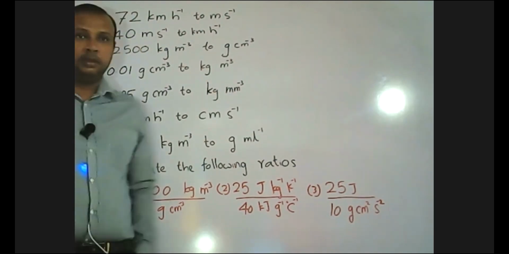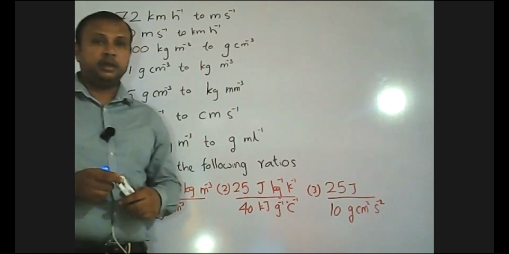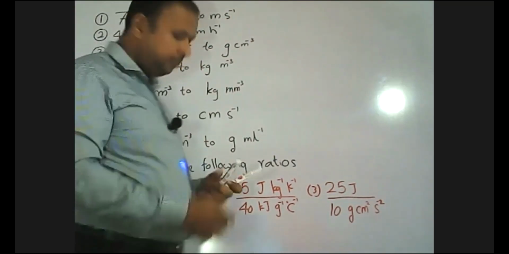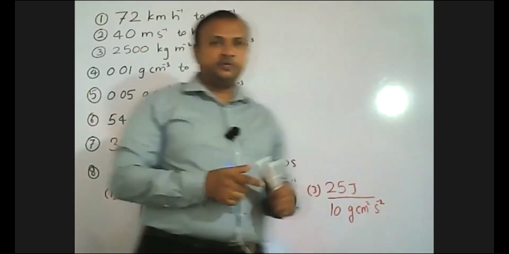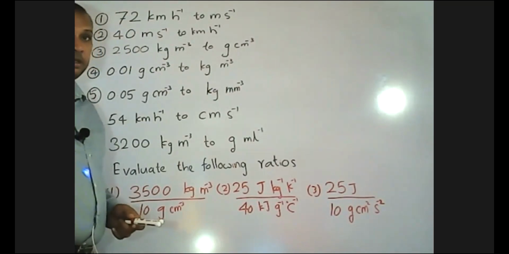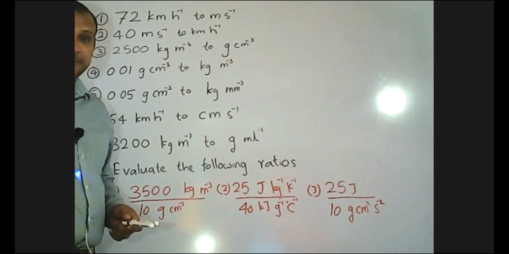Have you done? Shall we discuss from the first question? So what is the answer for the first one? 72 km h minus 1 converted to m s minus 1. What is the answer?